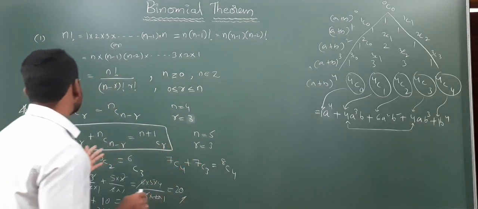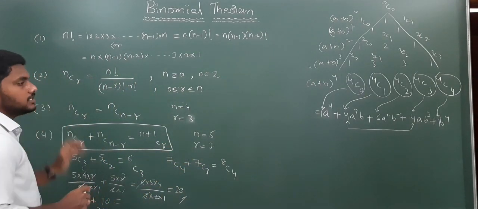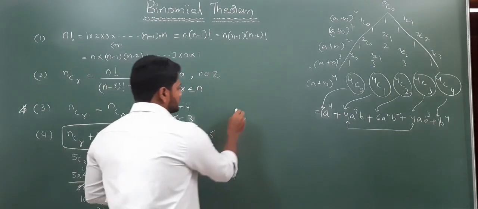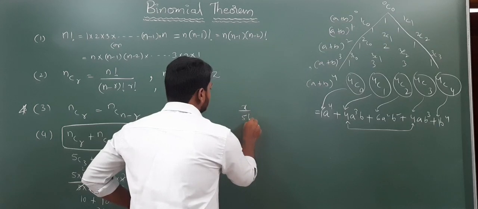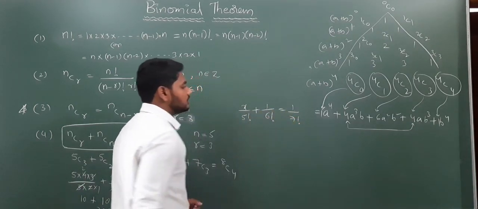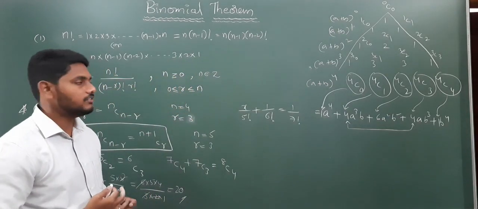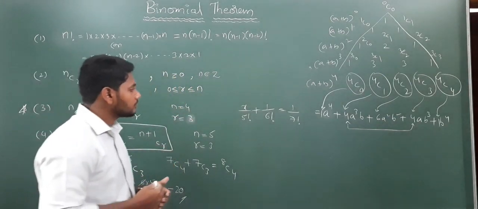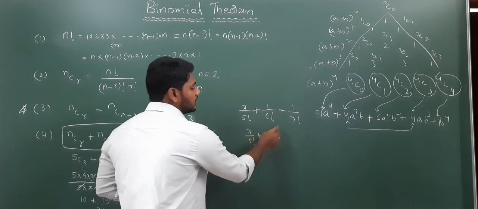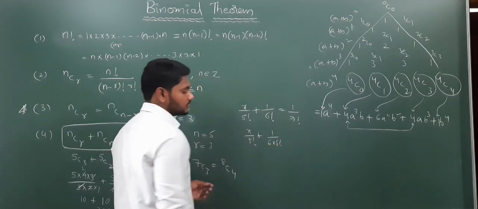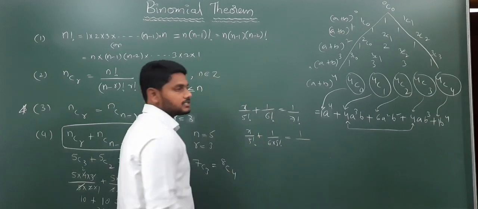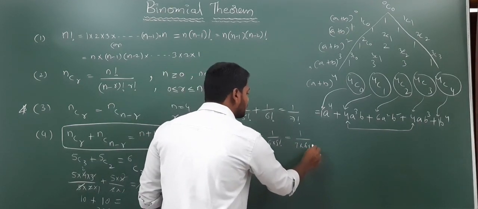Now I will do problems based on these factorials and these 4 formulas. See, for example, how the questions will be like. The question will be: x by 5 factorial plus 1 by 6 factorial is equal to 1 by 7 factorial. Find the value of x. How to find this? We can write 6 factorial as 6 into 5 factorial, and 7 factorial as 7 into 6 into 5 factorial.